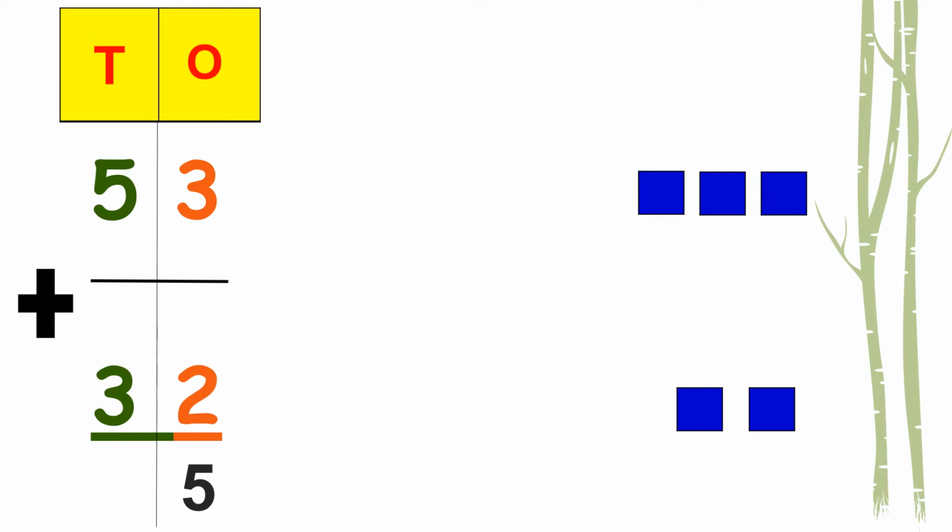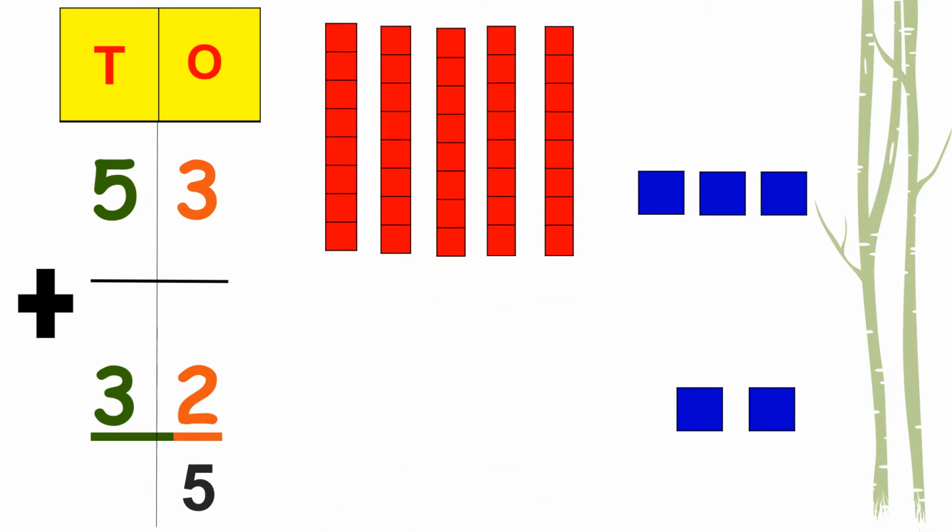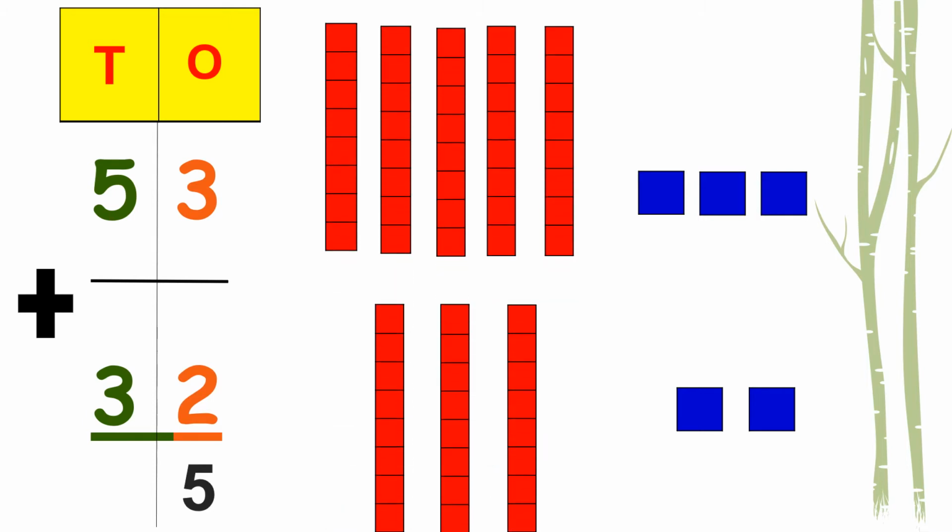Then in tens place we have 5 plus 3. Let's represent the tens by sticks. So I have 5 sticks plus 3 sticks. So equals what? 5 in my mind, 3 on my fingers, and count after 5. After 5, 6, 7, 8. So the sum is 85.